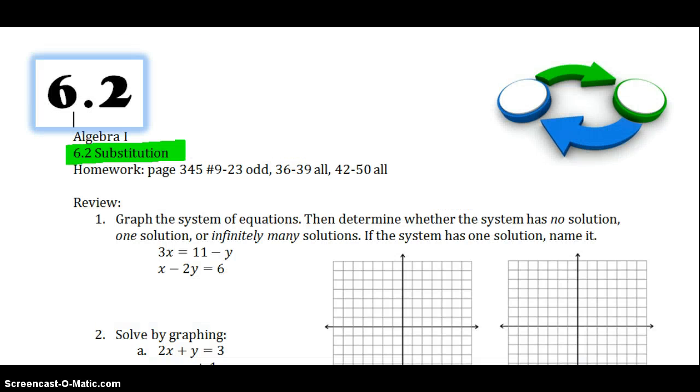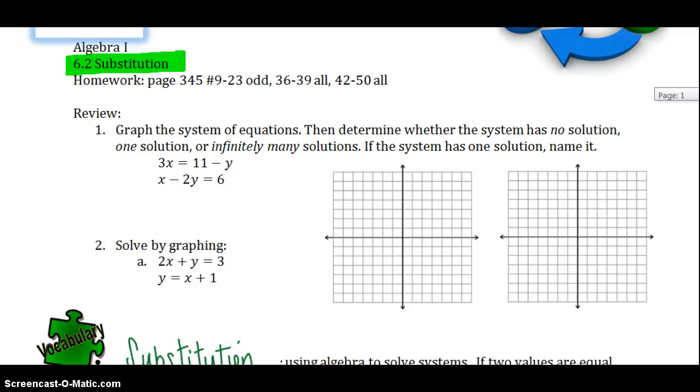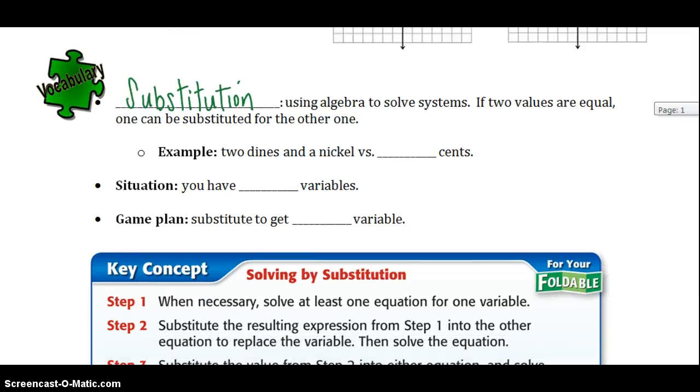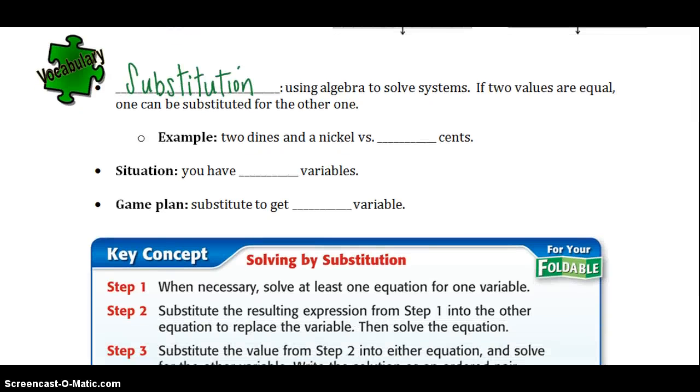Okay, algebra students, in section 2 of chapter 6, we are still solving systems of equations, but now we're solving by a new method called substitution. That's when we're going to use algebra. Instead of graphing, we're going to use our algebra knowledge to solve the system of equations. If two values are equal, then one can be substituted for the other one. That's the definition of substitution, replacing one thing for another thing of equal value.